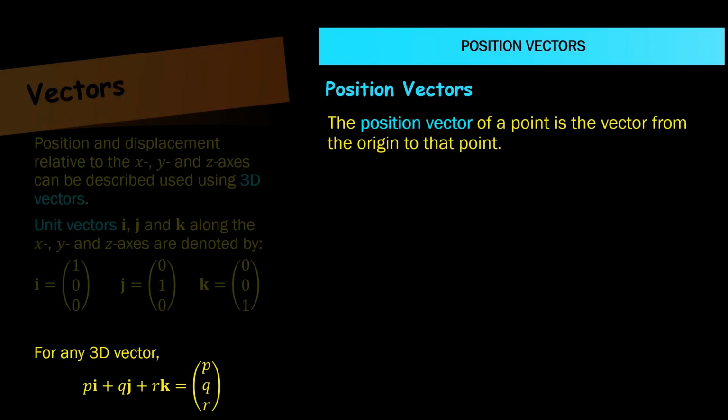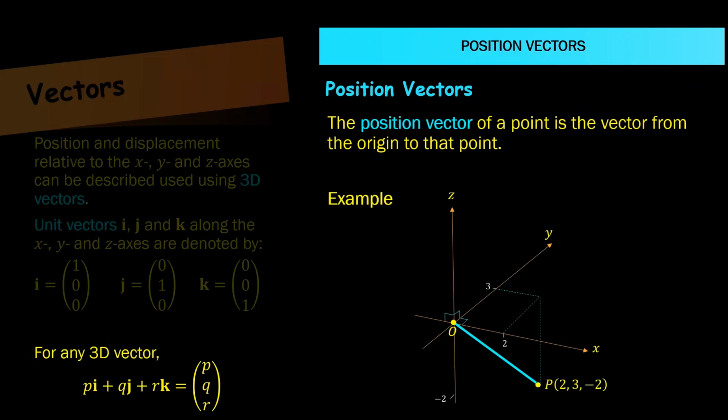The position vector of a point is the vector from the origin to that point, such as this one. So here we have the position vector OP, and the position vector is (2, 3, -2).